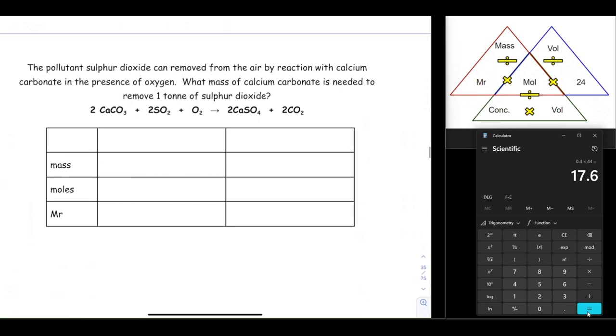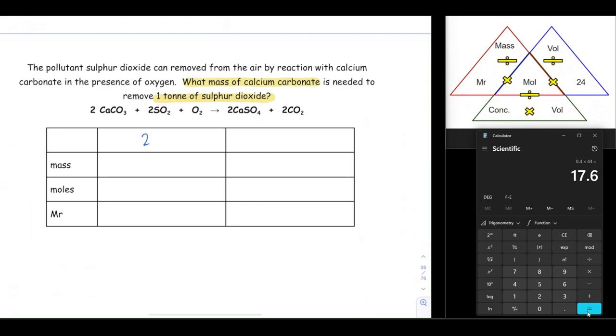The pollutant sulfur dioxide can be removed from the air by reaction with calcium carbonate in the presence of oxygen. What mass of calcium carbonate is needed to remove 1 ton of sulfur dioxide? Again, I don't have to worry about the fact the question is quite wordy. I just highlight the 2 things that it's asking me about. So what mass of calcium carbonate?